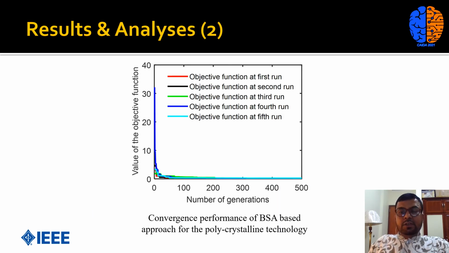This is the objective function convergence curve for the polycrystalline technology obtained using the backtracking search algorithm. As can be seen, the objective functions have converged to certain numbers which are close to 0 in different runs. We have also observed similar objective function convergence curves for other PV module technologies.